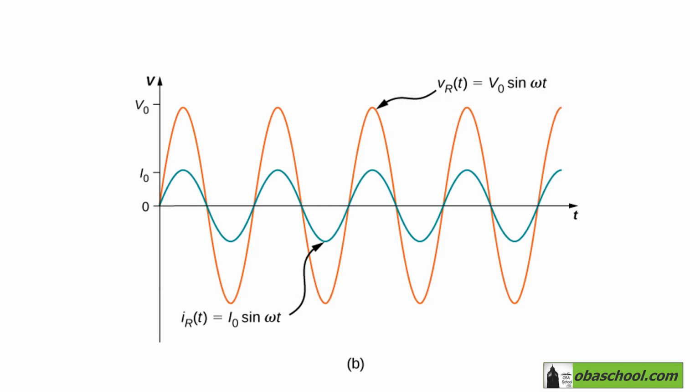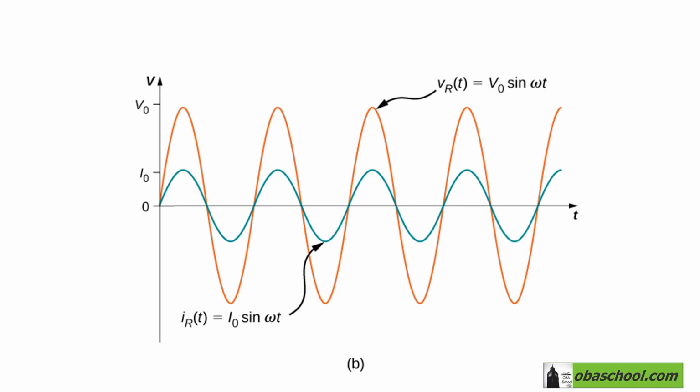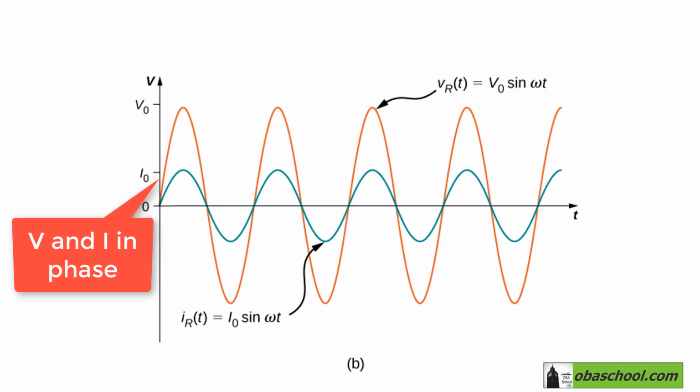Can you see that the graphs for both V and I are sine curves? They both vary sinusoidally with time. We say that V and I are in phase, and this is because the potential difference and the current rise and fall together.